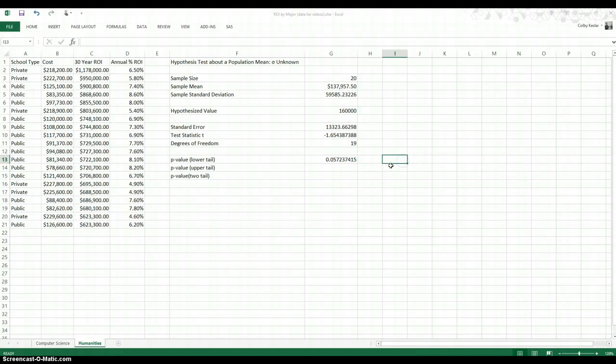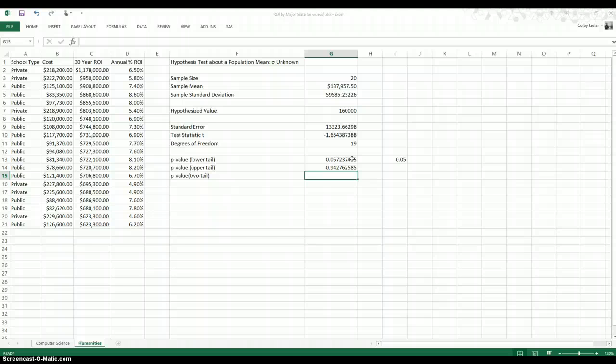Let's suppose that in my test where I'm hypothesizing 160,000, I was going to use alpha is 0.05. Since this p-value is not less than that, that would mean I don't reject the null hypothesis. So that's for a lower tail test. Now for an upper tail test, I just need to do 1 minus my lower tail value, which again is clearly not less than 0.05, so we would fail to reject the null hypothesis there.